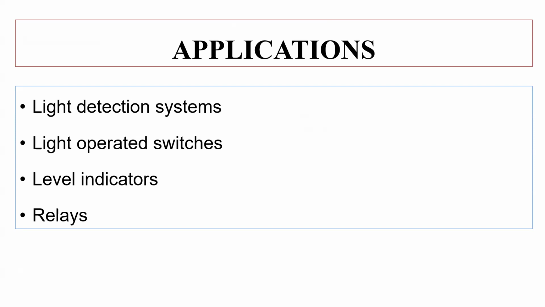So we have discussed the phototransistor. What is a phototransistor? What is its construction? And how does it operate under the two conditions: when there is no light, and when light is illuminated. Based on that, we have discussed the characteristics, then the advantages, disadvantages, as well as applications. Hope you have understood. Thank you.